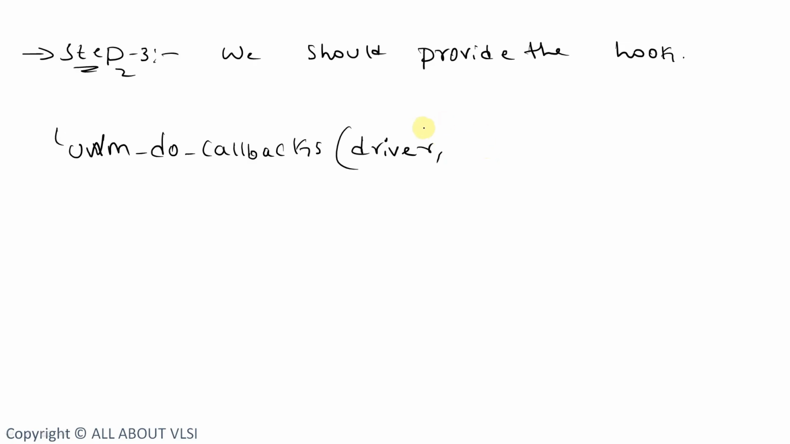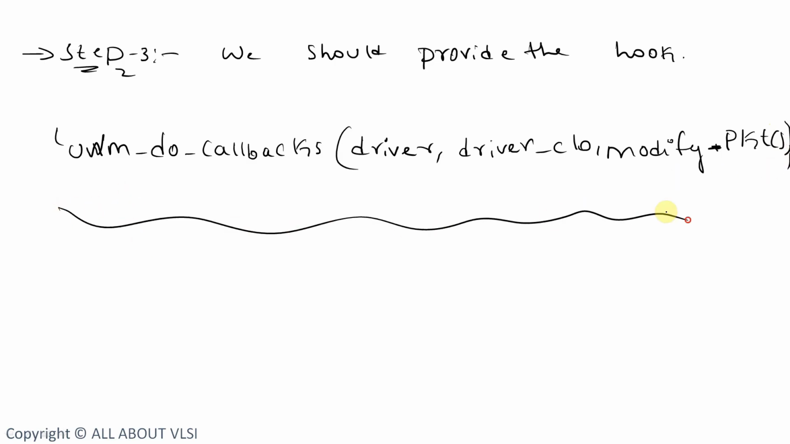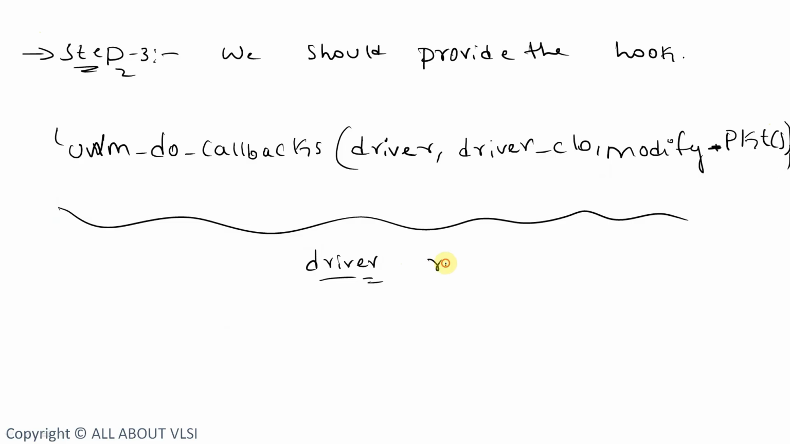And what is the callback name? That is nothing but driver_cb. And what is the method which is present as a hook? That is nothing but modify_packet. This is our hook. Now this is being declared inside our driver, and it is declared inside the driver's run phase.